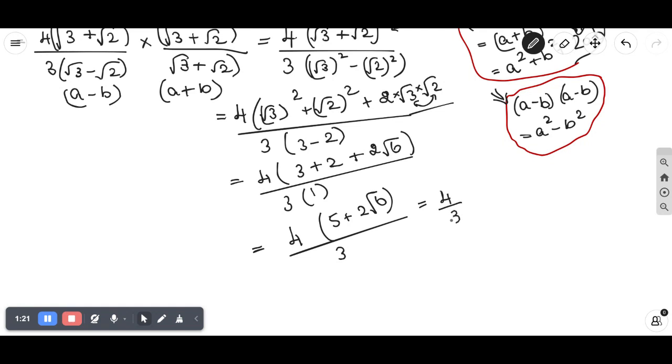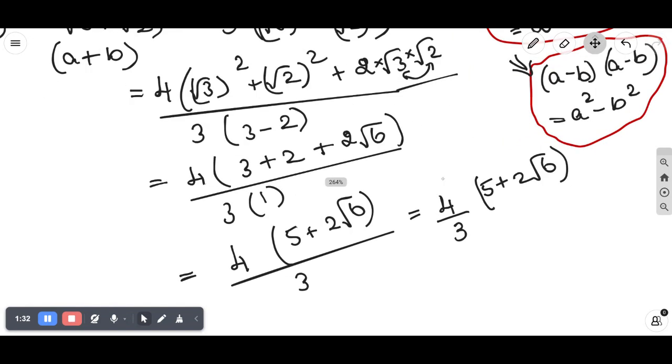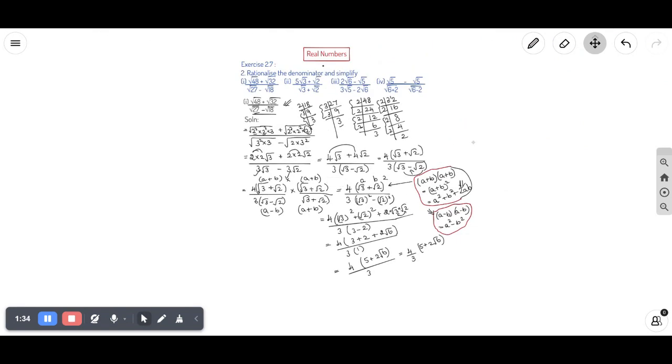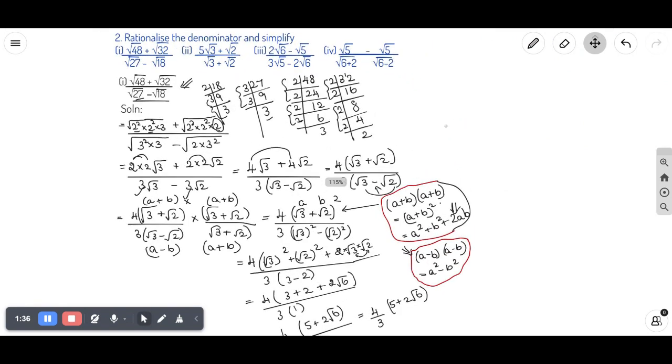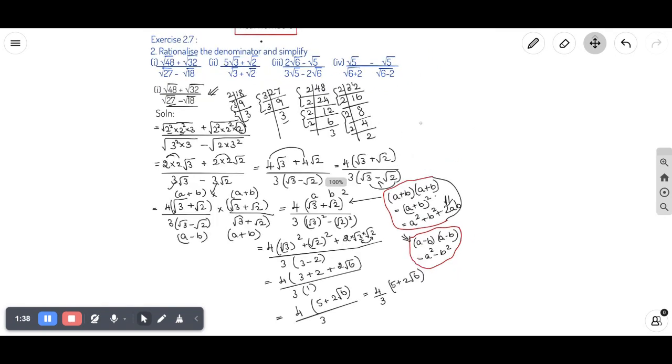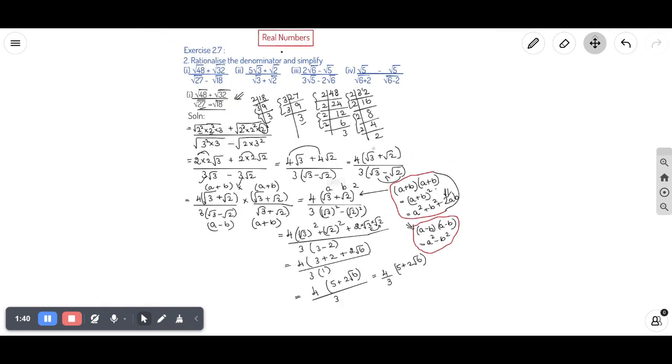You can write it as 4 by 3 into 5 plus 2 root 6. So this is also fine, or you can stop here also. So hope you understood this question. And only one thing you have to remember here is conjugates. So what is a conjugate? Just give a negative sign to the surds. So that is the conjugate.